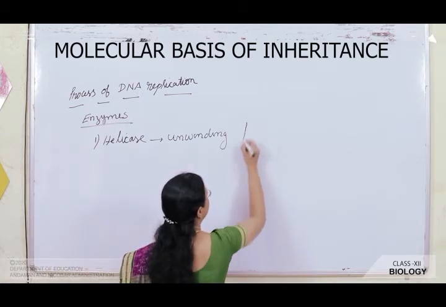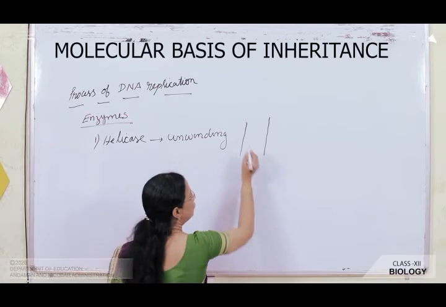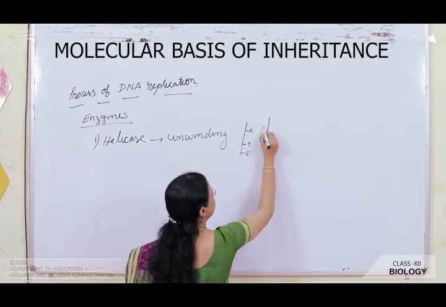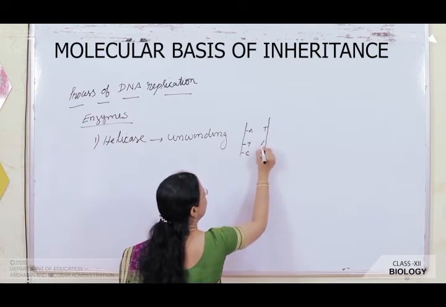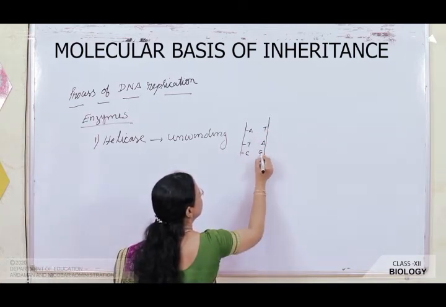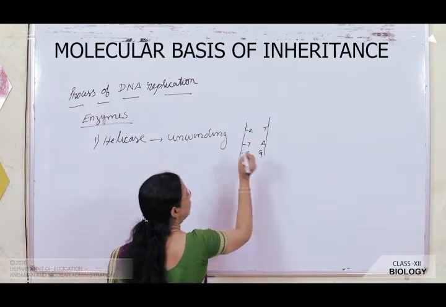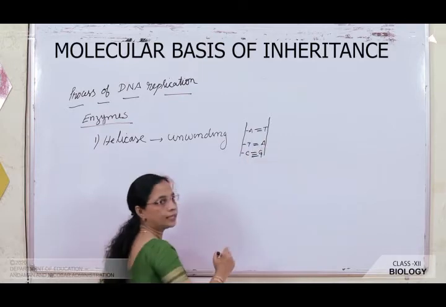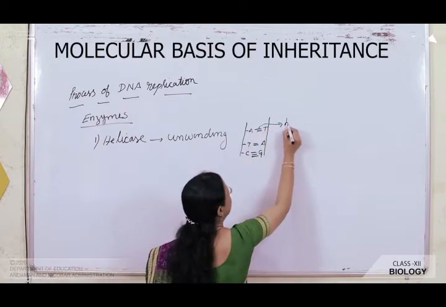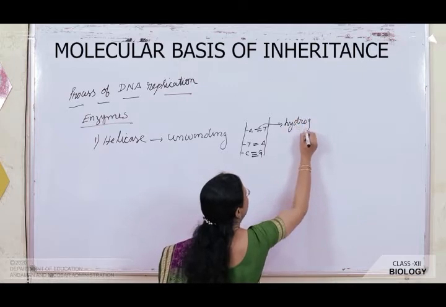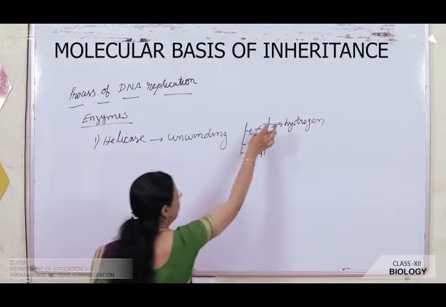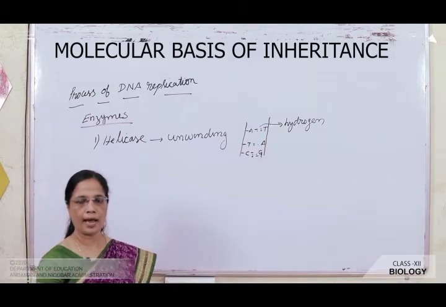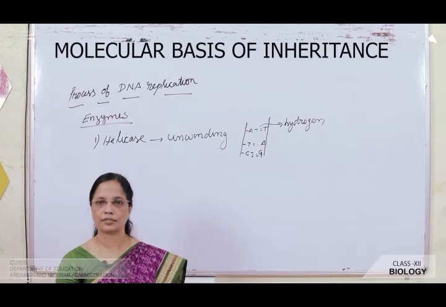You can see here, this is the double helical structure of DNA. It has adenine, thymine, cytosine. Suppose here it has thymine, adenine and cytosine pairing with guanine. So double bond, triple bond. What is this bond? It is a hydrogen bond. So what is the function of the helicase enzyme? Helicase enzyme breaks the hydrogen bonds and unwinds the coiled structure of the DNA.